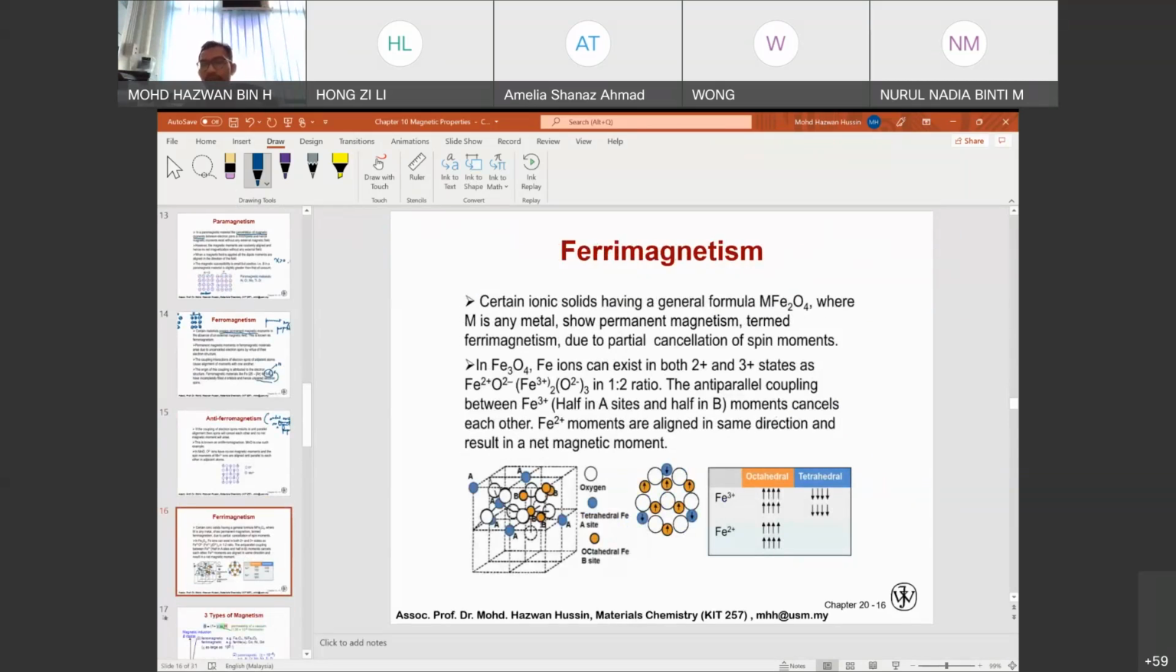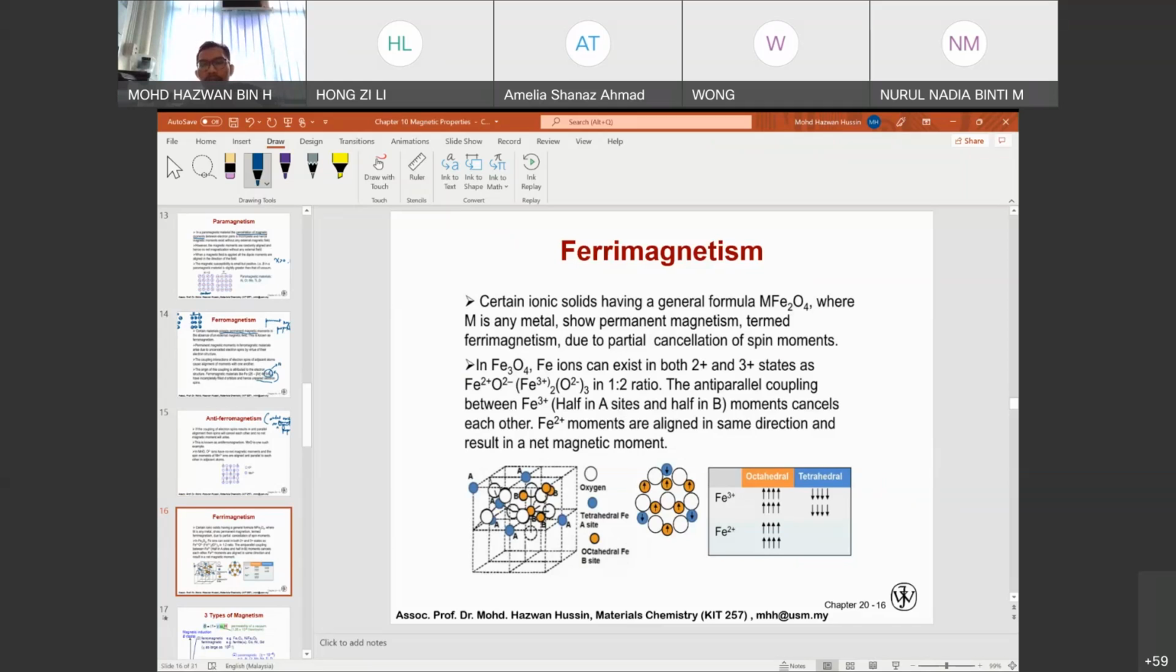Ferrimagnetism, because of the oxidation state of iron: if it is ferro, then 2 plus; ferri means that it has 3 plus. Certain iron solids having a general formula of MFe2O4, where M is any metal, show permanent magnetism, termed ferrimagnetism, due to partial cancellation of spin moments.